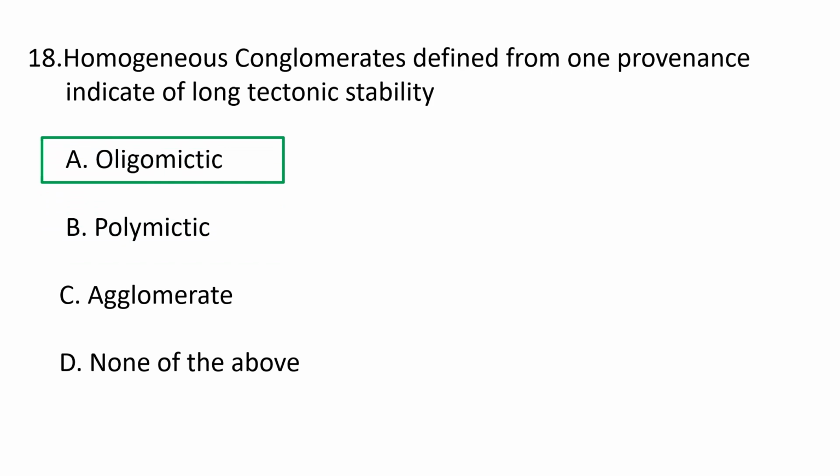A conglomerate where the clasts represent more than one rock type is known as polymictic or petromictic, while the one where the clasts are of a single rock type is known as monomictic or oligomictic. So homogeneous conglomerates derived from one provenance, which indicate long tectonic stability, are known as oligomictic conglomerate. So A is the correct option.